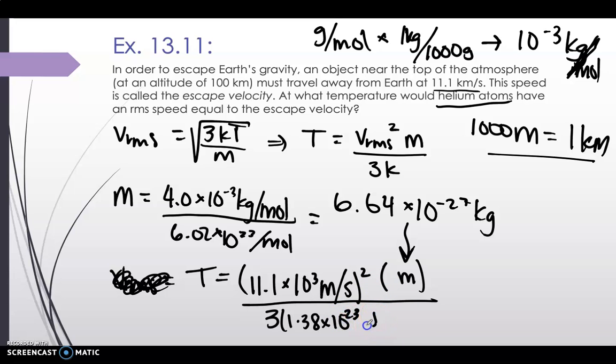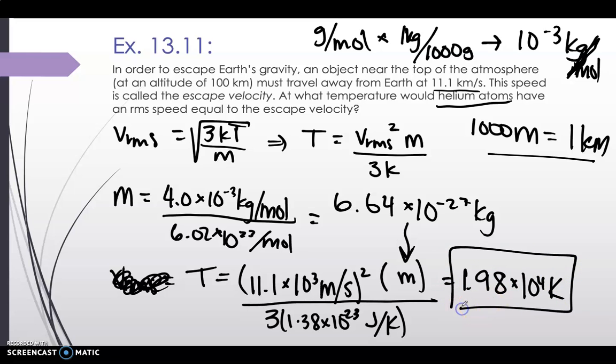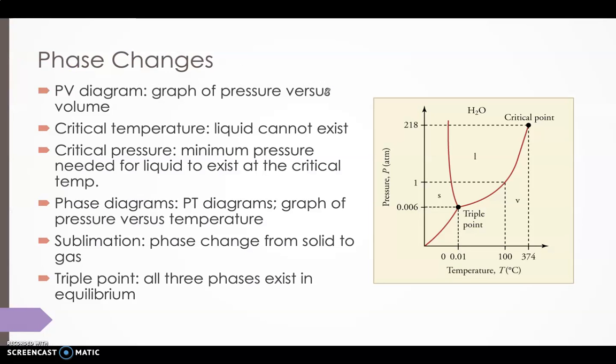That should be a negative 23rd joules per Kelvin. And after plugging all of that into our calculator, we're going to get 1.98 times 10 to the 4th Kelvin. So this is the temperature that helium atoms would need to be to reach that escape velocity. Okay. All right, moving on to an idea called phase changes.